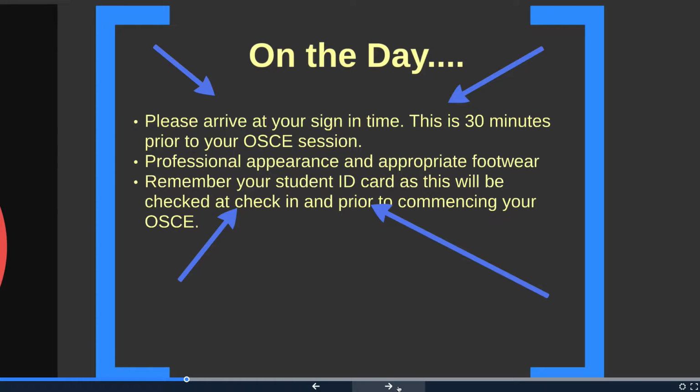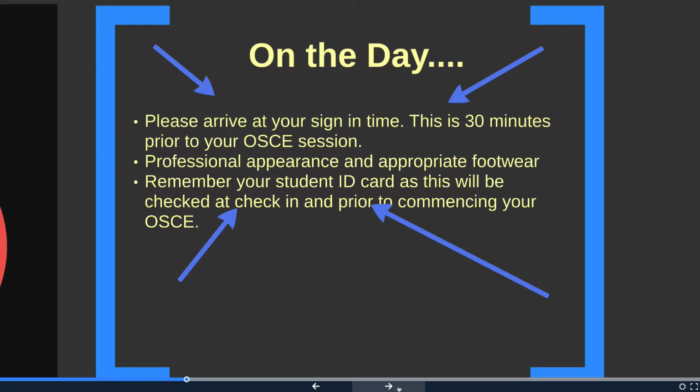It's really important that you have a professional appearance and appropriate footwear. So think about it as if it's your first day of clinical practice and you are going onto the clinical floor. Think about what the expectation is in your appearance, and please note, if you do not have appropriate footwear on, you will not be able to undertake your OSCE.